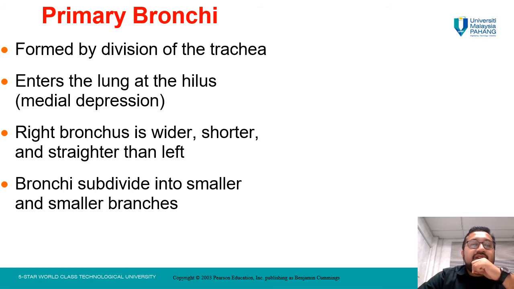Okay, so bronchi ni dia akan jadi bronchioles. Makin kecil tu dia akan jadi bronchioles. Dekat hujung bronchioles tu lah yang ada alveolar duct dan alveoli yang sac lah. Okay, so ada beza. There is a difference between right bronchus and left bronchus, while the right bronchus is wider, shorter and straighter than left.